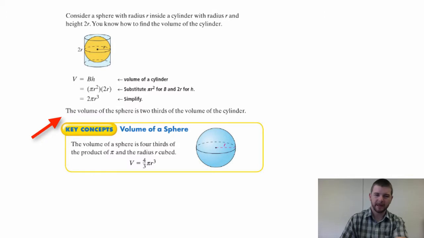The volume of the sphere is 2/3 of the volume of the cylinder. We can also think of this as being the volume of a sphere is 2/3 of the volume of the cylinder that it fits perfectly inside of.